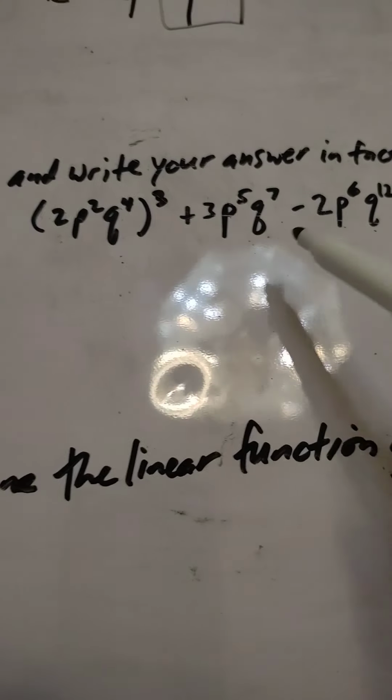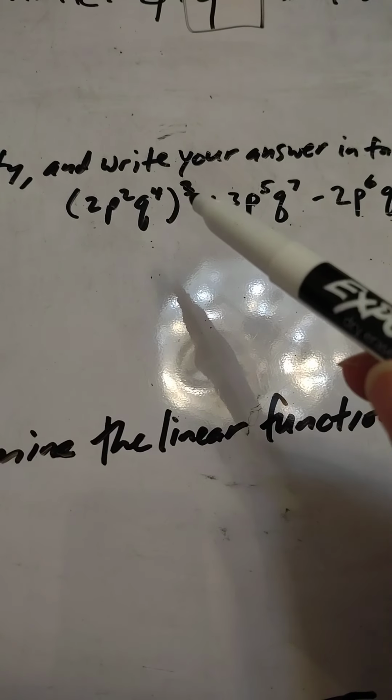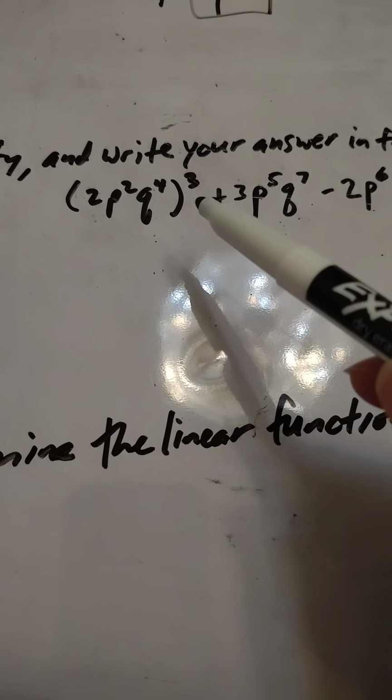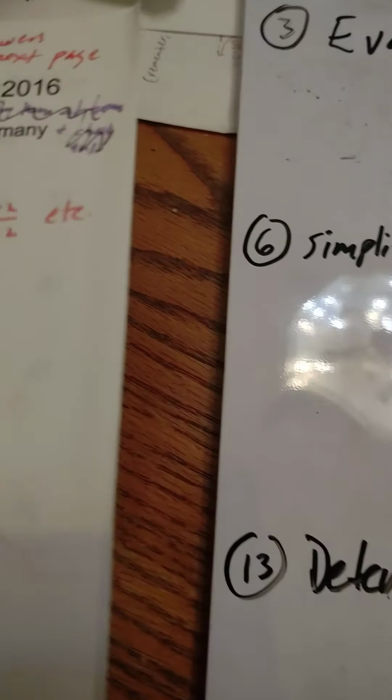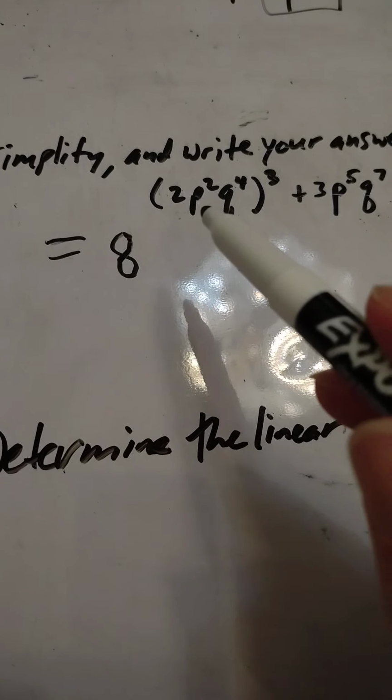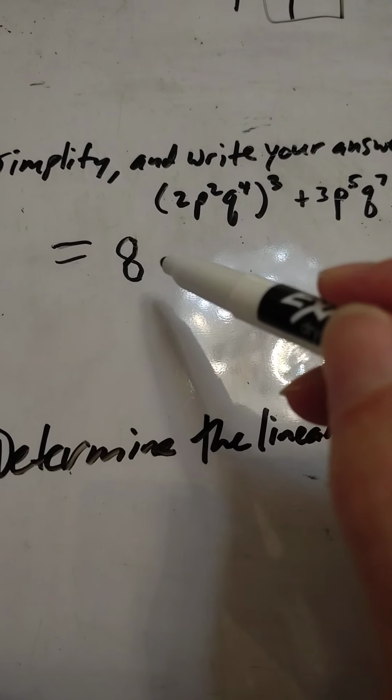This exponent says 3. So each factor, the 2, the p squared, and the q to the fourth, get raised to the third. So what is 2 to the third? That means 2 times 2 times 2, which is 8. And then a power to a power, by the rules of exponents, you multiply the powers. So 2 times 3 is 6, so I'm going to write p to the sixth.